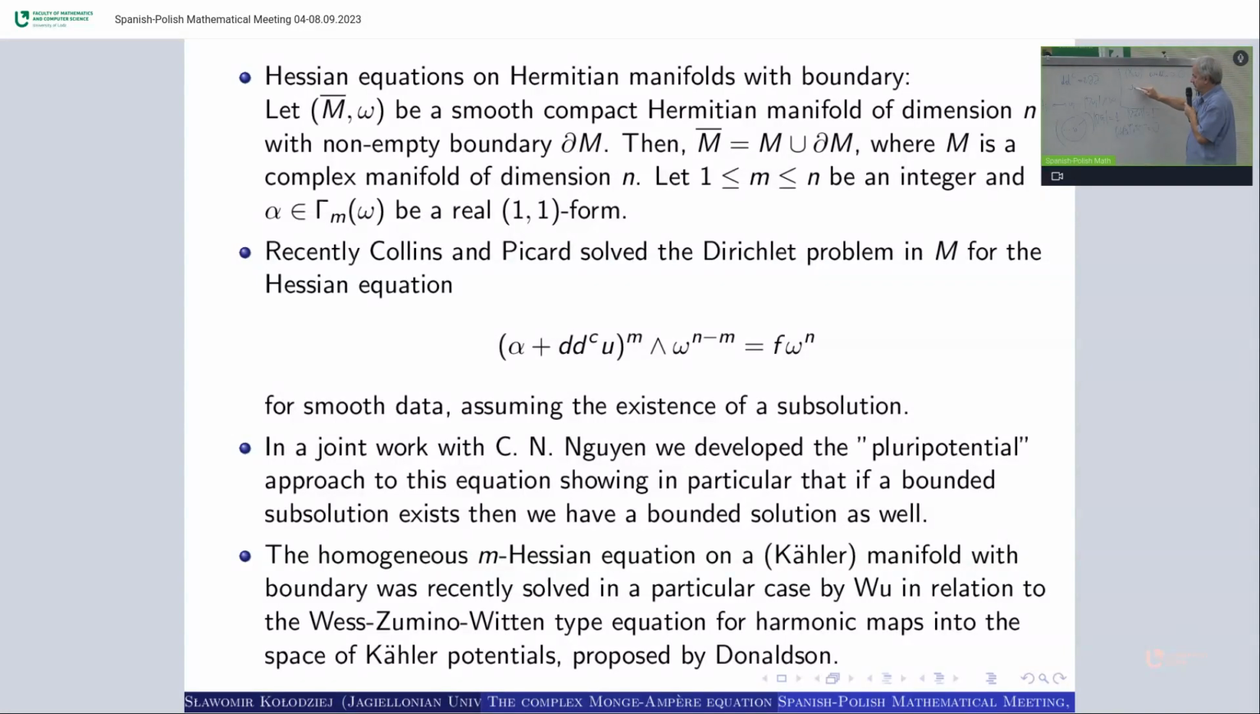And then you consider a map from omega to the space of those potentials, call it H_omega. Such a map is called harmonic if it is a critical point of some energy functional. And Donaldson wrote down the equation which produces those harmonic maps. This is the equation we have in the middle of the slide. And Wu obtained solutions in a very special case, but for the homogeneous equation. So on the right-hand side we have 0.